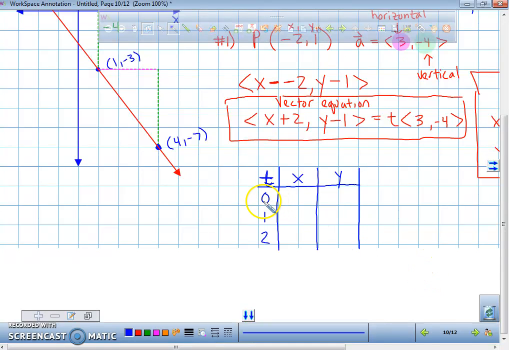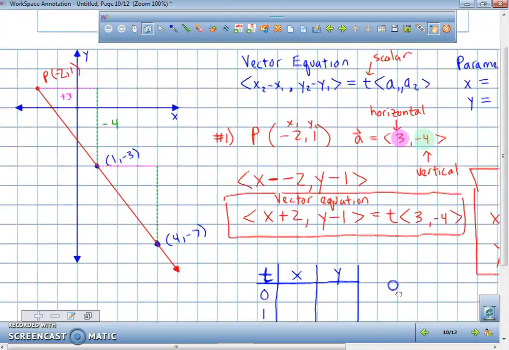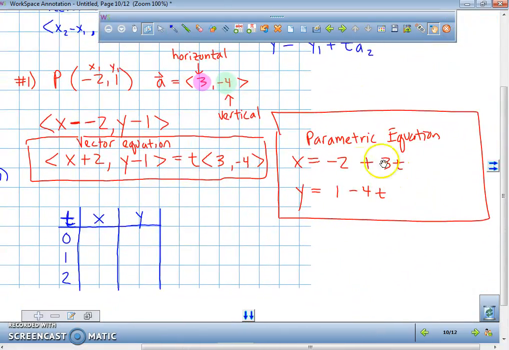Now, when you are at 0, that's where your graph starts. If we plug in a 0 into this right here, we plug in a 0 for t. What's 3 times 0?